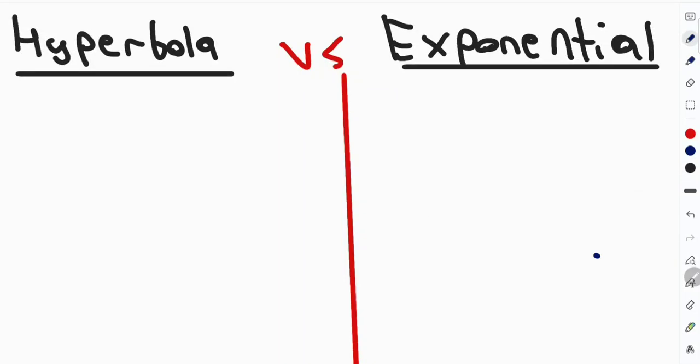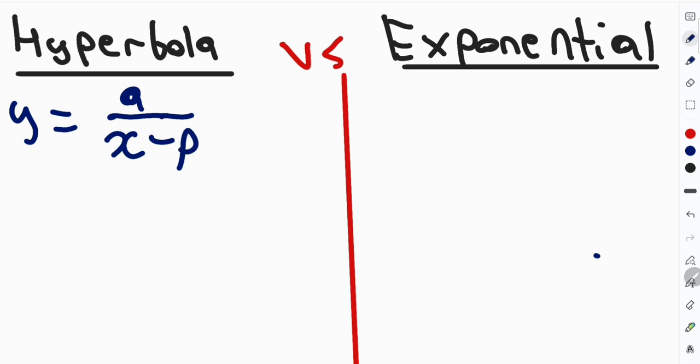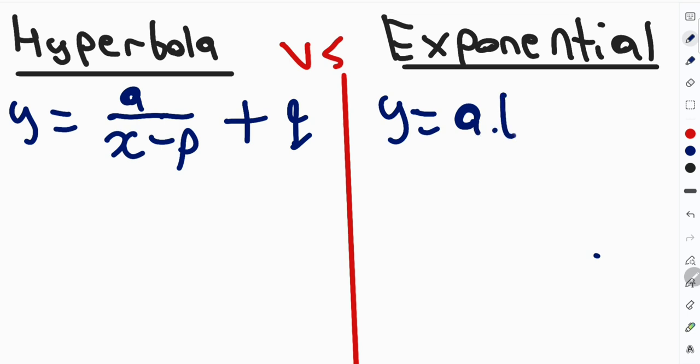Okay, let's talk about your hyperbola and exponential function. So your hyperbola is in the form of y equals a over x minus p, plus q. And your exponential function is in the form of y equals a multiplied by b to the power of x minus p, plus q.